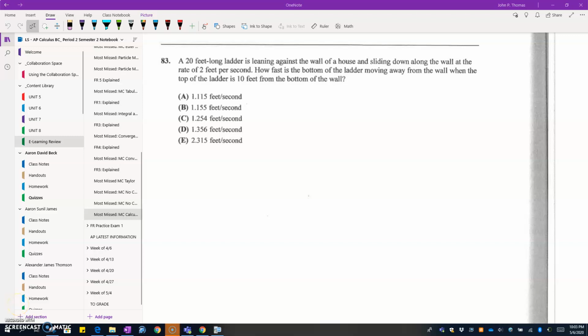Alright, let's take a look at number 83. It says a 20-foot long ladder is leaning against a wall. So I'm going to get a picture drawn here. So we've got 20 feet, and that's not changing, so we can go ahead and label it. Leaning against a wall. So we have the wall on this side. Alright, and then the ground across the bottom.